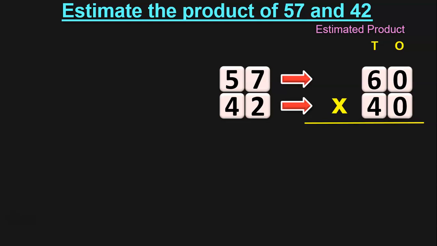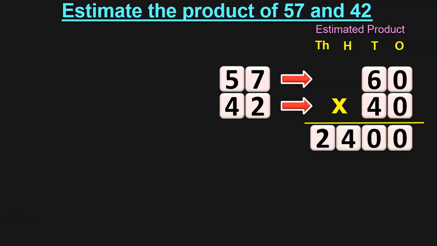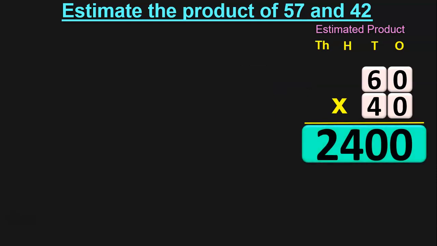Next you'll have to multiply 60 by 40 because 4 is in the tens place. Before that you'll have to add a 0 in the ones place. Now 4 into 0 is 0. 4 into 6 is 24. So 4 in the hundreds place and 2 will move to the thousands place. So 60 into 40 will give you the answer 2400. So the estimated product of 57 into 42 will be 2400.